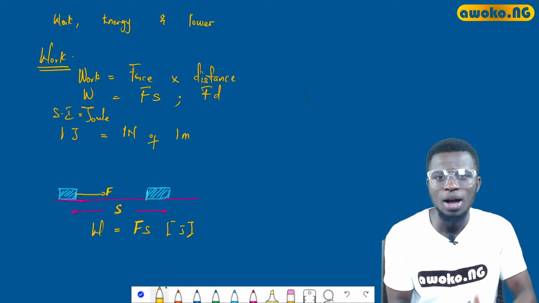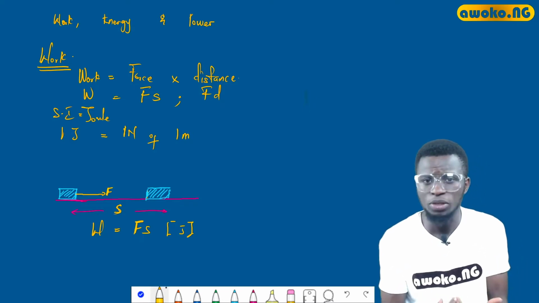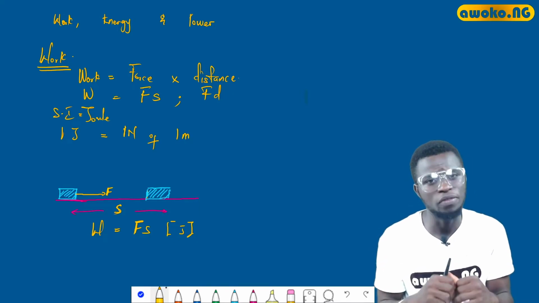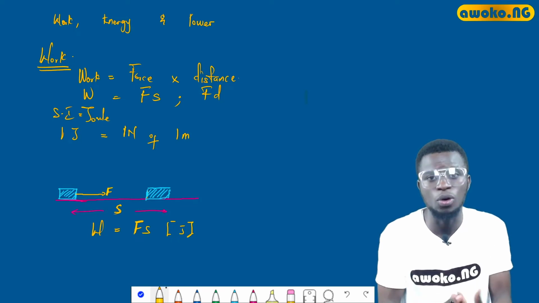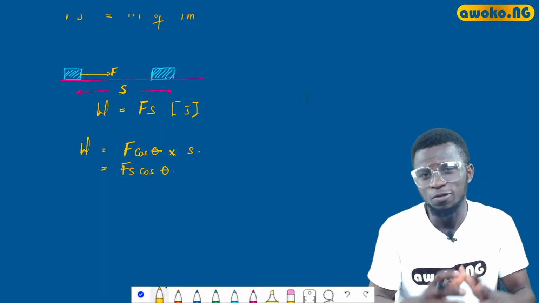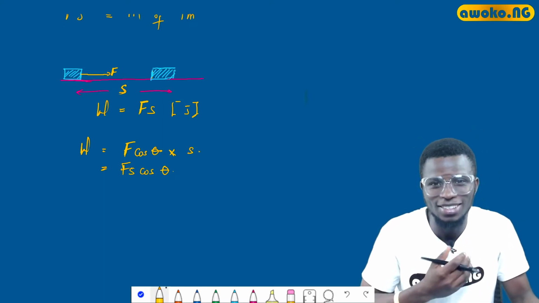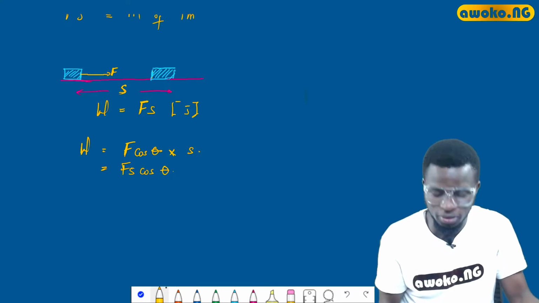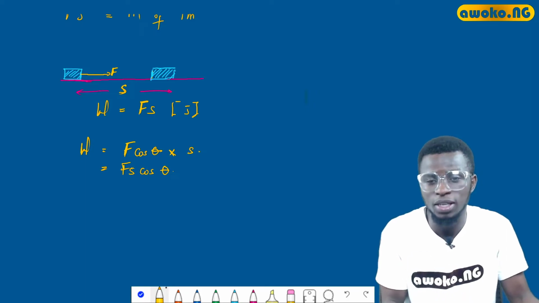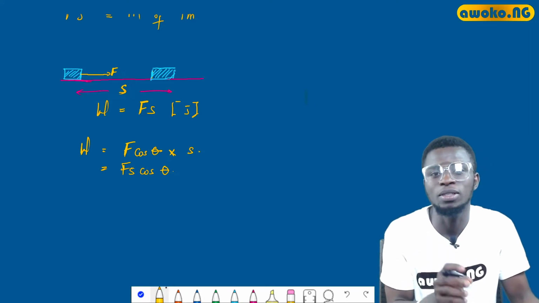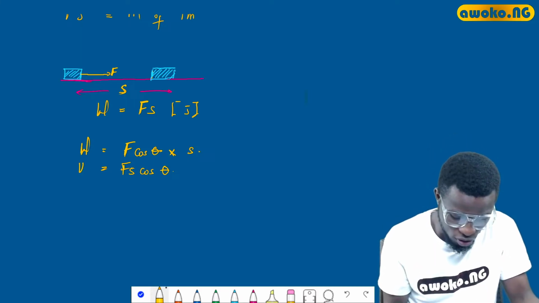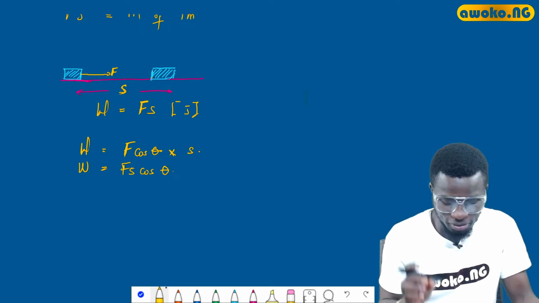So we can also have, in some cases, where the object can either be pulled or pushed. If the body is pushed, work is also done, or if the body is pulled, work is done. If the force is inclined at a particular angle to the horizontal, then our work done will change from just force times distance to force times distance times the cosine of the angle in between them. So we have W equals Fs cos theta.